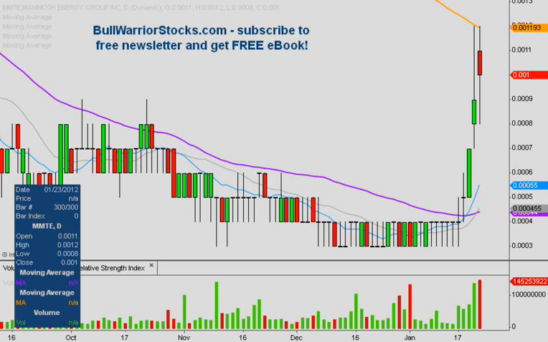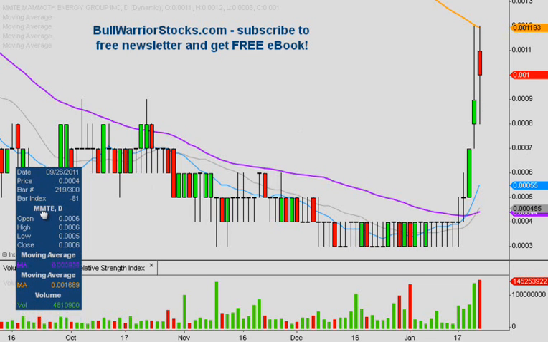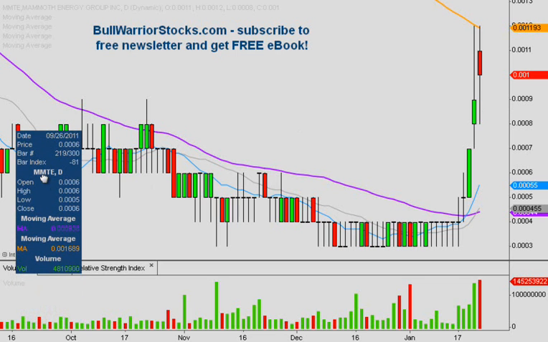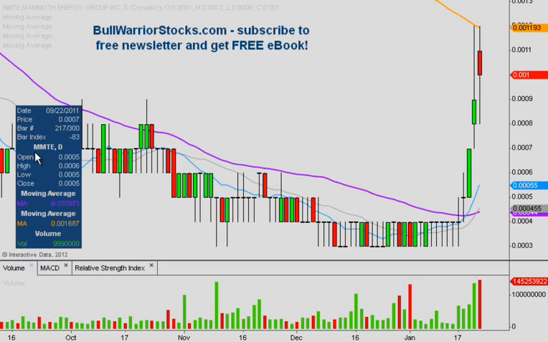So here we are looking at the MMTE chart, and this is the daily chart. Had some questions and requests on this one, but just am now able to get to it. But what a monster this thing's been, from basically the 00004 range all the way up to well over into the 00 area. So great looking move here, and just a good example of how these 000 stocks can really come roaring to life in a very short amount of time.